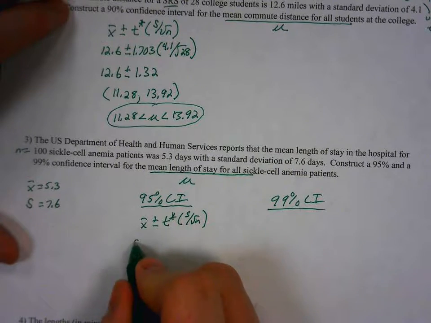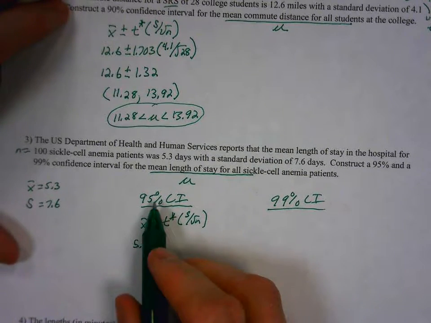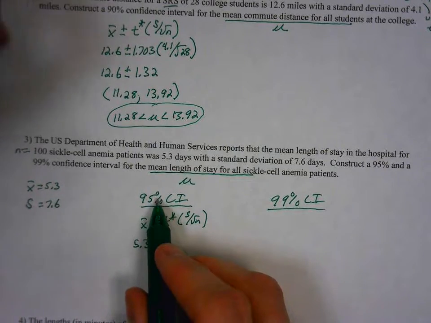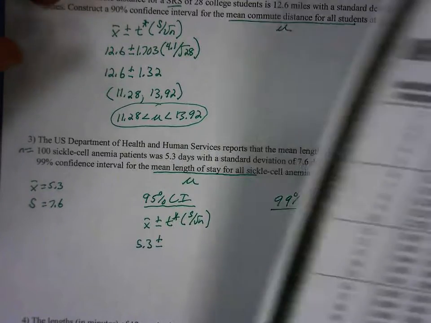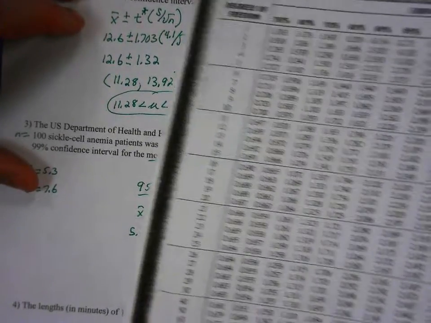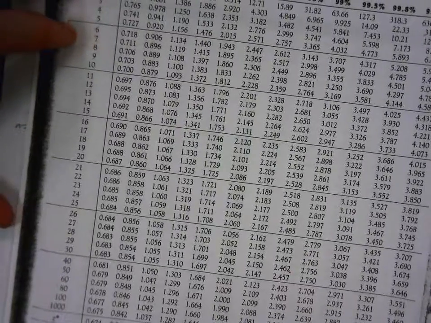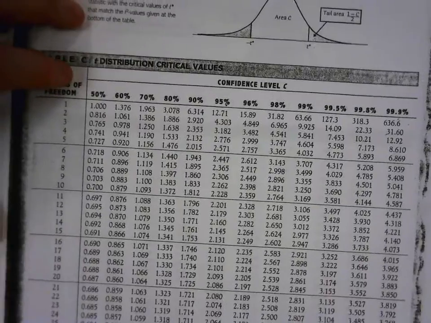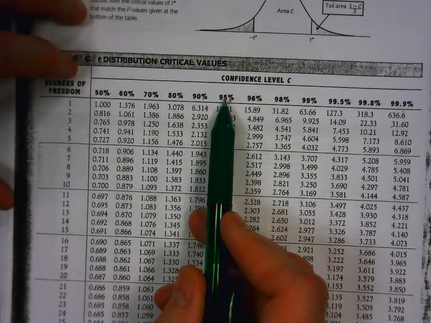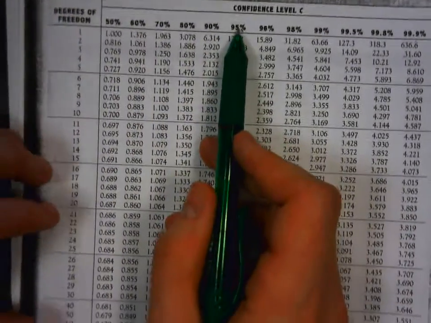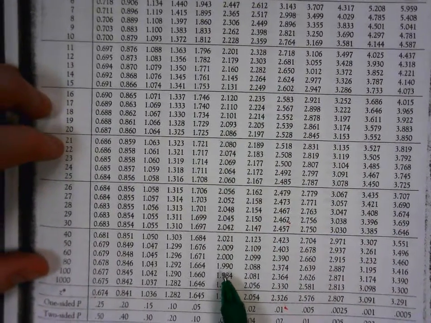Okay, so X bar was 5.3 plus or minus, well, the T star for the 95% confidence interval with 99 degrees of freedom. So when you look up that value for a 95% confidence interval, we're looking at this column, and we have 99 degrees of freedom. Well, when we go down and look up 99 degrees of freedom, notice that that's not in the table.